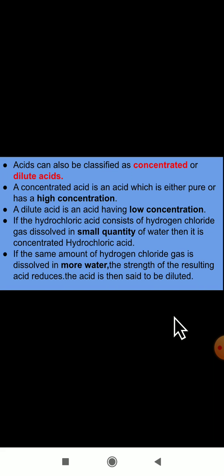If the same amount of hydrogen chloride, nothing but HCl, hydrochloric acid gas, is dissolved in more water, you take a larger amount of water and dissolve the hydrochloric acid in it, then the strength of the resulting acid reduces. The strength that is present in the acid will reduce here. The acid is then said to be diluted, because we have poured more water. So it is now in a diluted state. If you put a smaller quantity of water, then it is in the concentrated, pure state only. If you put a larger quantity of water, then it will be in the diluted state, we can say.